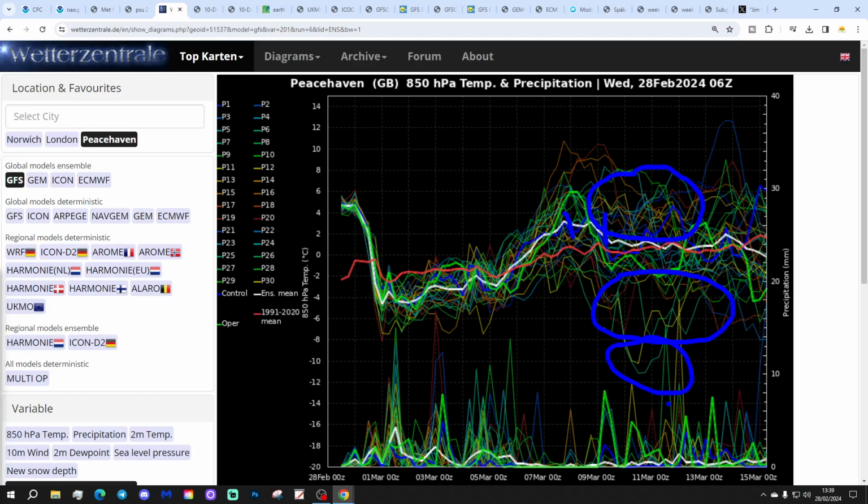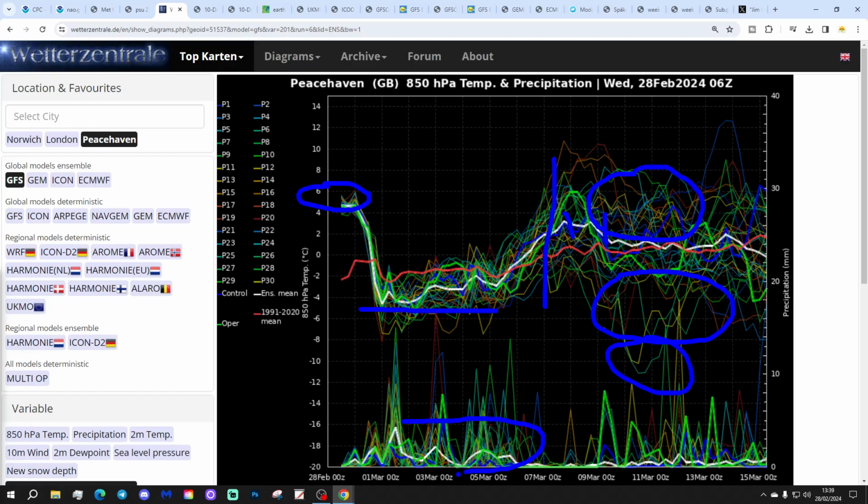So they will probably be bringing in easterly winds, I would have thought. So quite a bit of uncertainty, I would suggest, from about the 8th of March onwards. But before then, starting mild, and then a cold snap over the weekend into the beginning of next week.